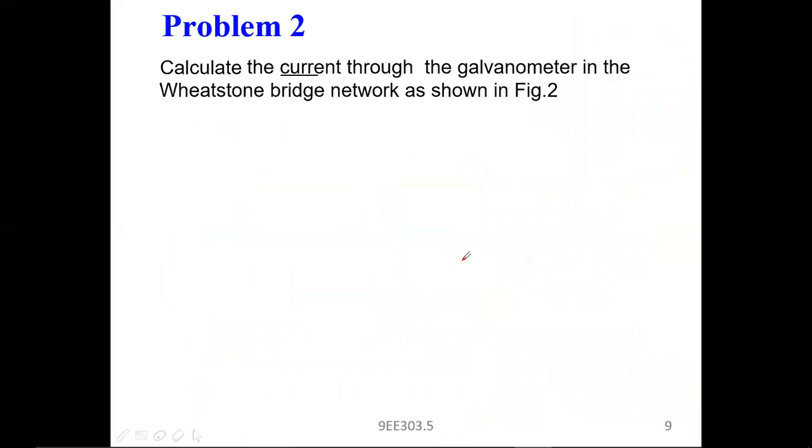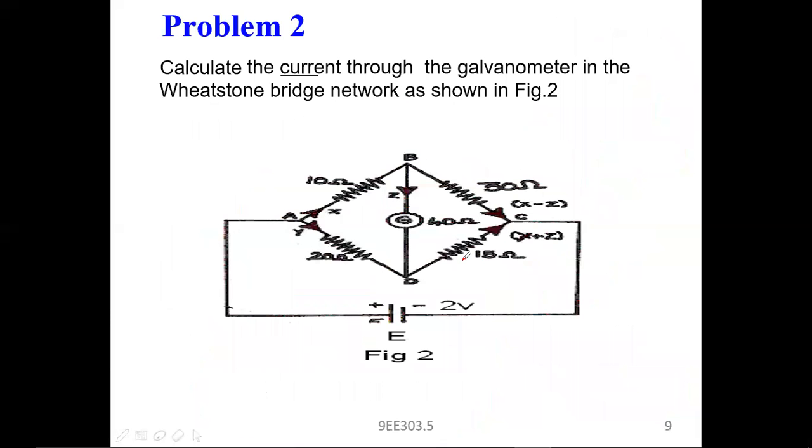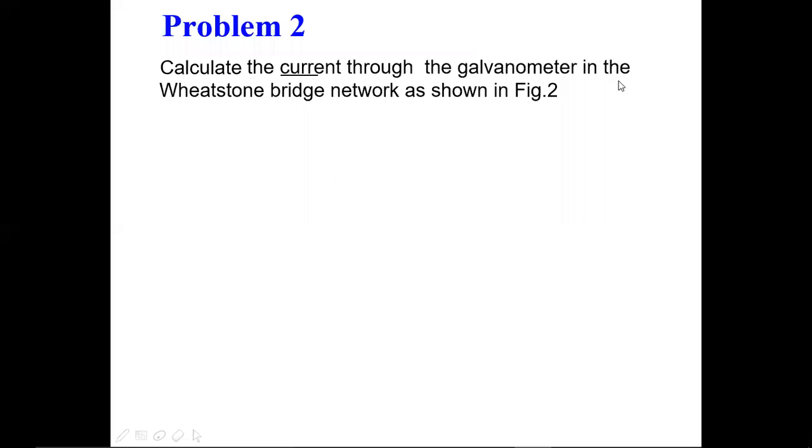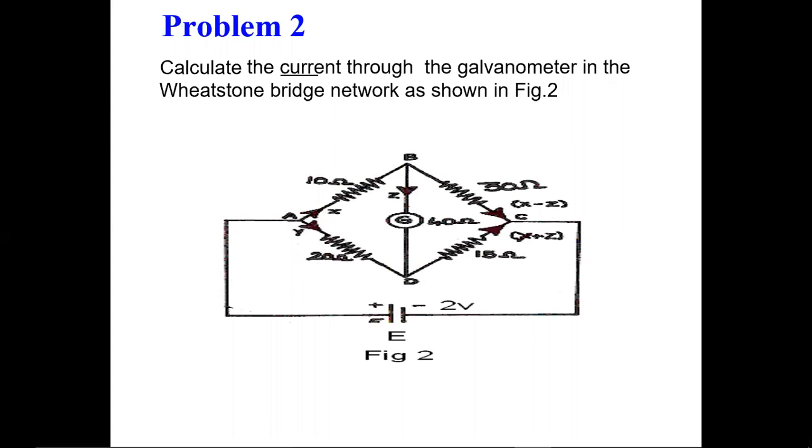This is problem number 2. In this problem, we are going to calculate the current through the galvanometer in a Wheatstone bridge, like this. This is the galvanometer, right? In this problem, we are going to find the current through the galvanometer. The problem is given like this only.